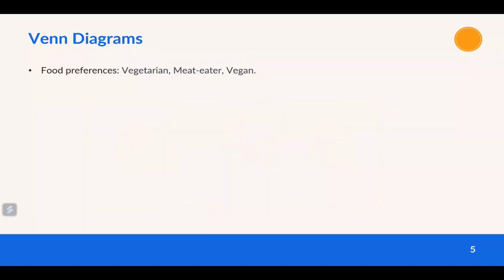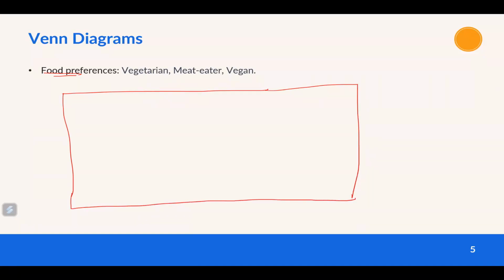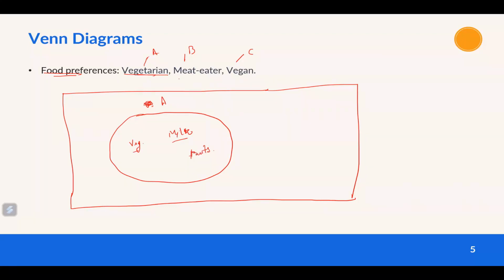If we go to the next example, we have food preferences as the universal set. So if we have a universal set as the set of all food in the world, and there are some preferences. So vegetarian food. If we have a set like this, vegetarian food, we can represent this as A, this as B, and this as C. So this will be set A, representing vegetarian food. Vegetarian food will contain all the vegetables, then milk will be there, fruits will be there, right? And meat eaters.